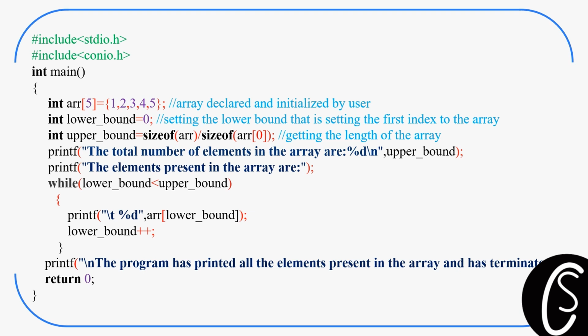To determine the upper bound, representing the total number of elements in the array, we divide the total memory occupied by the array by the memory occupied by each individual array element. A while loop is then employed to traverse through the individual elements. The loop continues until the lower bound is less than the upper bound. Within the loop, two operations are performed, printing the value and incrementing the lower bound to point to the next element for access. Upon accessing all the elements, the program exits the loop and concludes with the termination of the program after printing the last printf statement.